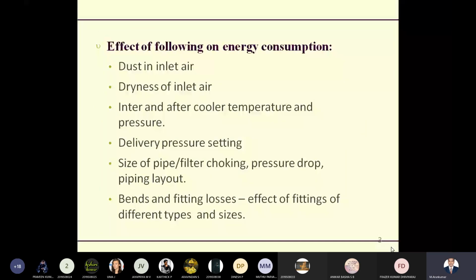So the following factors affect energy consumption in the compressor: dust in inlet air, dryness of inlet air, inter and after cooler temperatures and pressures, delivery pressure setting, size of pipe, filter choking, pressure drop, piping layout, and belts and fitting losses, which will affect fittings of different types and sizes. So these are all the features of the compressors. We have to be careful about these features, and we will look at each one by one later.